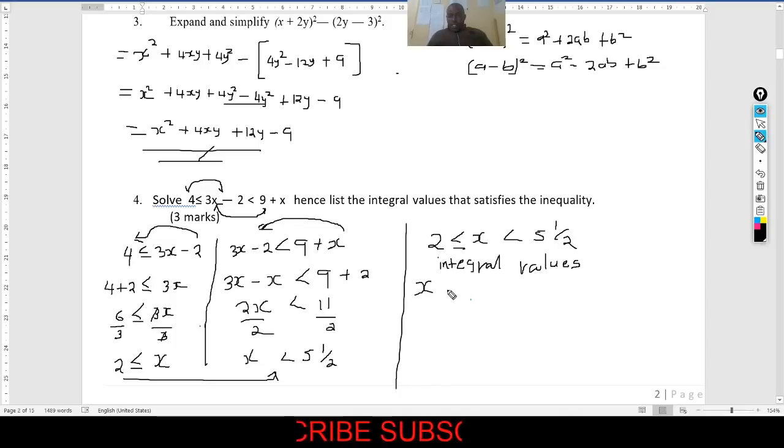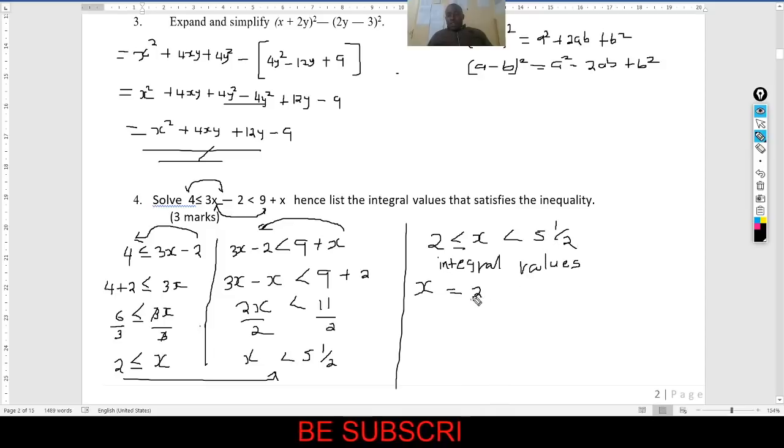The integral values are x equals 2. 2 is inclusive because 2 is less than or equal to x. And this 5.5 is greater than what? Than x. So that means x is less than 5.5. So that means 5 can be included, but 5.5 is not included, but 5 can be included.